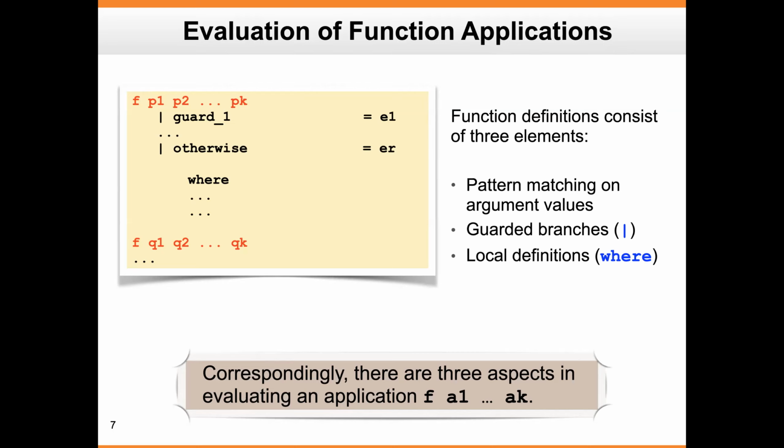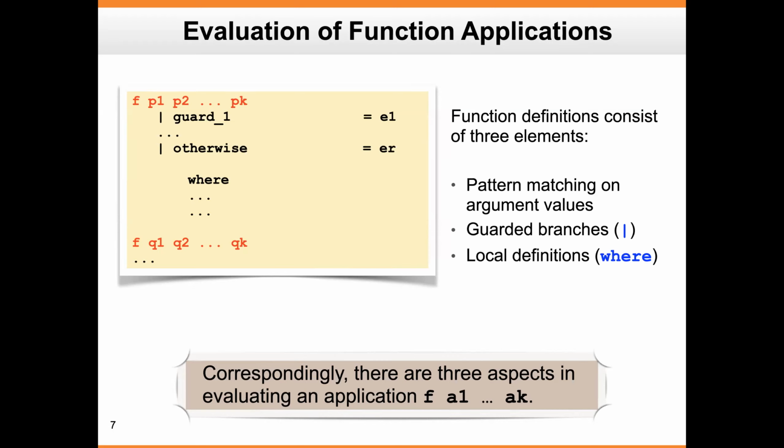And in the definition of each guard or each pattern matching case, we can have local definitions in where clauses. We will see, I believe, an example. Let's see. So the function you see here has basically two pattern matching cases. The one where the arguments are equal to P1, P2, Pk, or the other one where they are equal to Q1, Q2, and Qk.